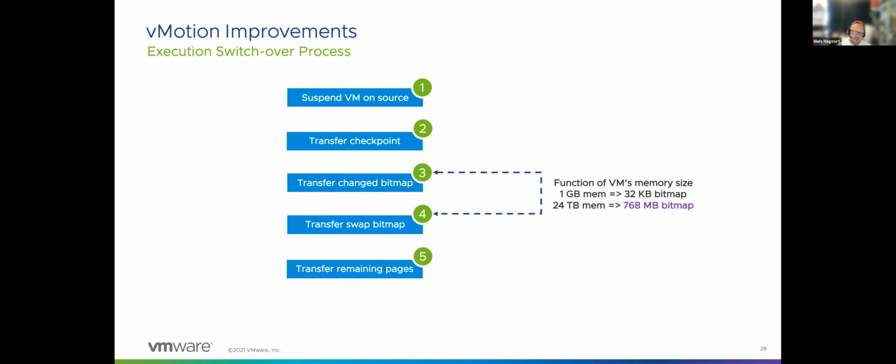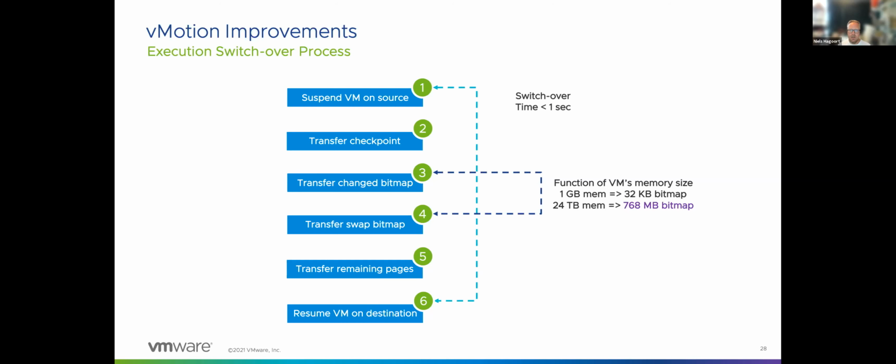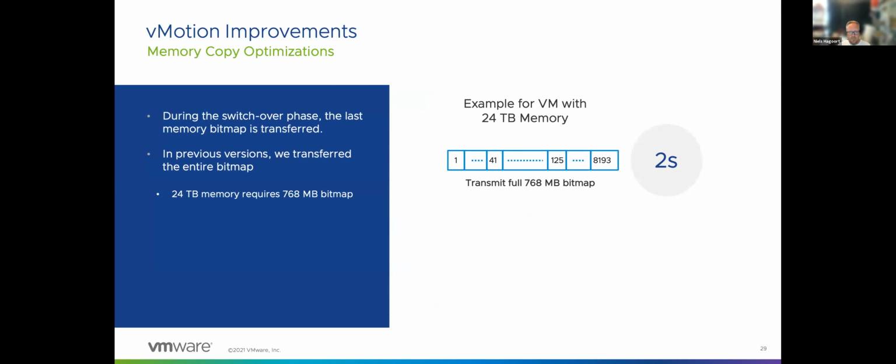So we transfer the last remaining pages, which the vMotion logic extracts from the bitmap. So we know what last memory pages we need to push over to the destination ESXi host, and then we'll be able to do that interrupted boot process and resume the virtual machine. Now, this all happens within less than 1 second, ideally, right? That is what we are aiming for.